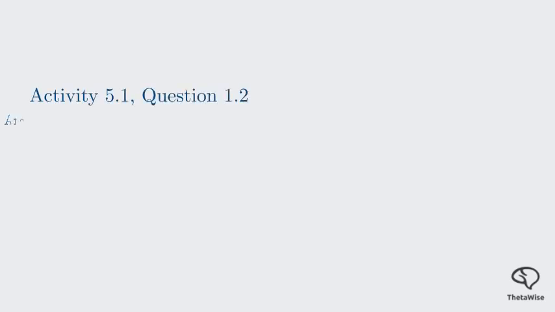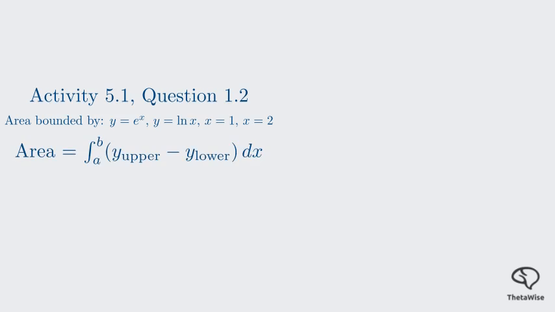We need to calculate the area bounded by the exponential function y equals e to the x, the natural logarithm function y equals ln of x, and the vertical lines x equals 1 and x equals 2. This time, both functions are written as y equals a function of x. This tells us we should integrate with respect to x. The general formula for area with respect to x is the integral from a to b of the upper function minus the lower function. Let's sketch the graphs to visualize the area.